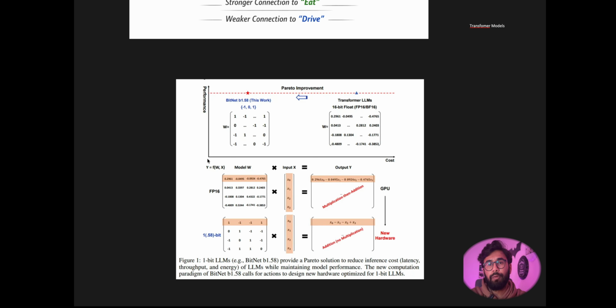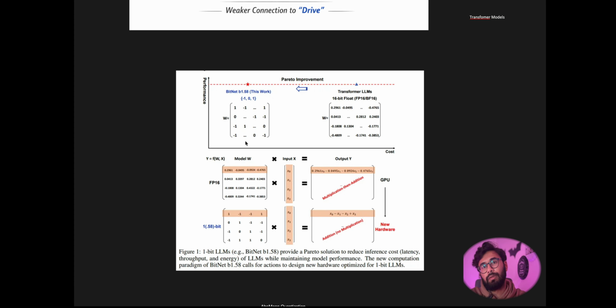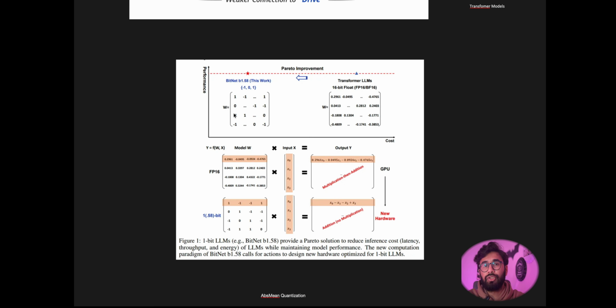BitNet uses 1.5 bit weights, where they are only -1, 0, or +1. Because weights are only -1, 0, or 1, the model mostly uses addition or subtraction instead of the heavy multiplication that was in traditional transformer models, which makes computation much cheaper here.